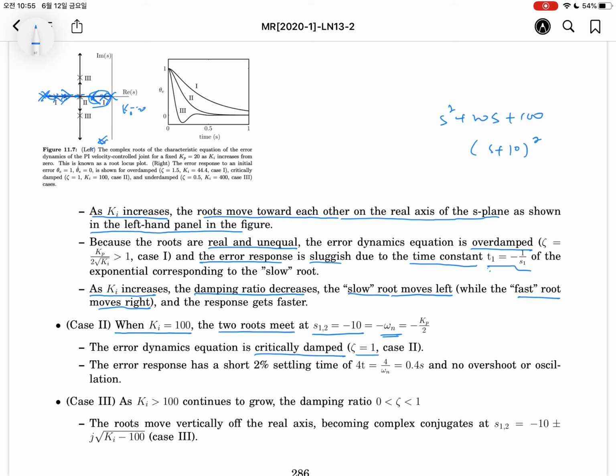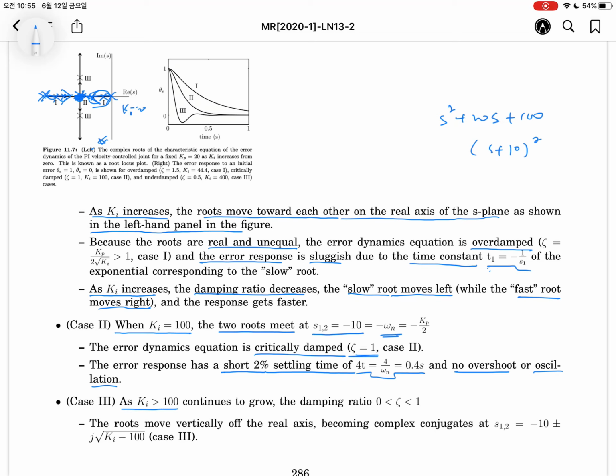And the characteristic equation is critically damped. So this will be the criterion between overdamped and underdamped. And the error response has a short 2% settling time, maybe equal to 0.4, and no overshoot, no oscillation. Here we have two eigenvalues, or roots, at the pole.